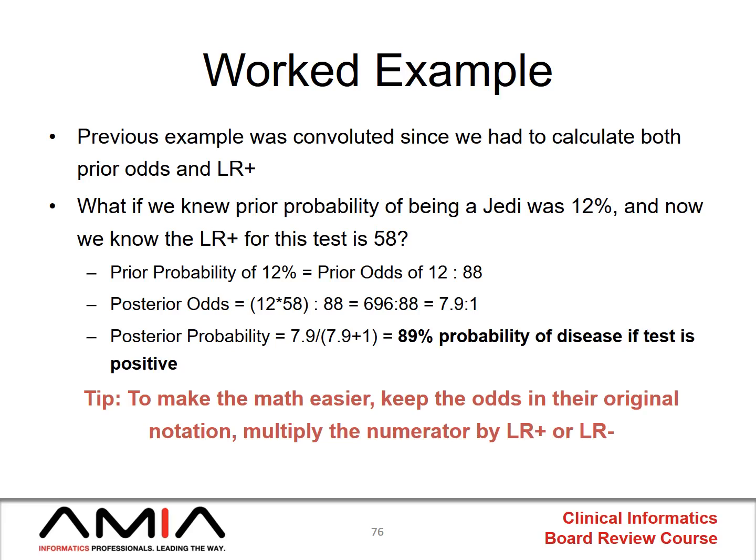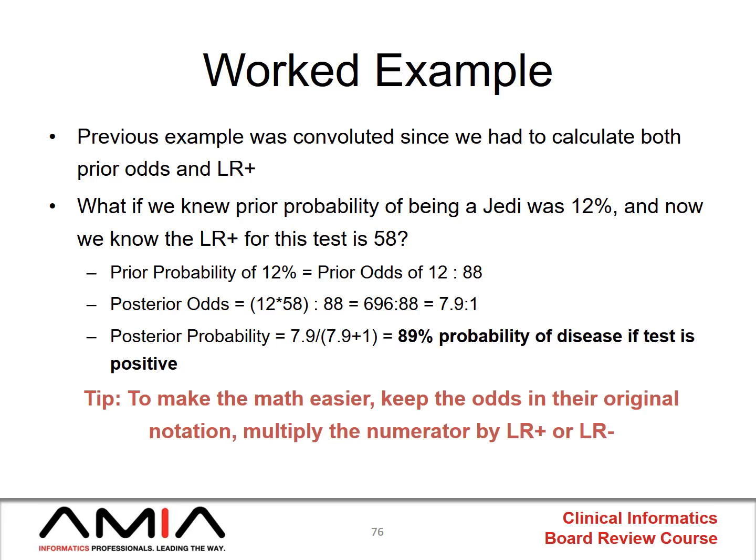Okay. So let's think of a different variant on this example. Again, the previous example was a little bit forced because we had to calculate the prior odds and the LR positive, and there's really no good reason to have done that. We probably would have just done it directly by calculating the positive predictive value. But now that we know the LR positive is 58, it actually does become a little bit easier.